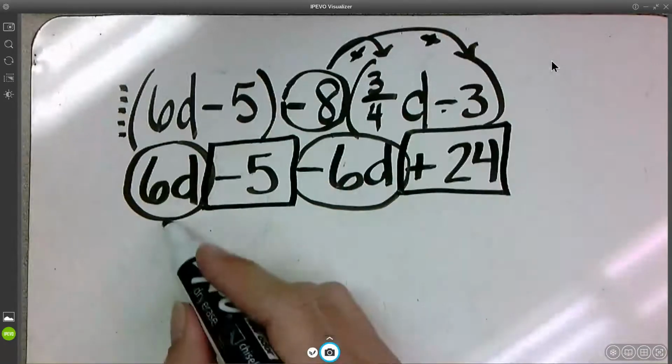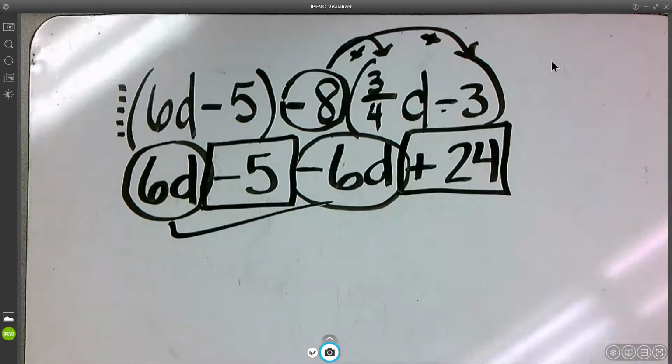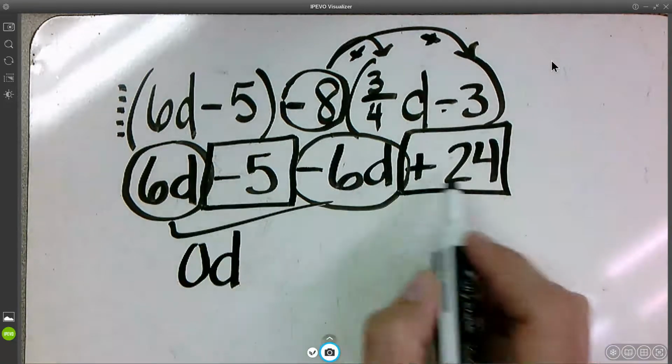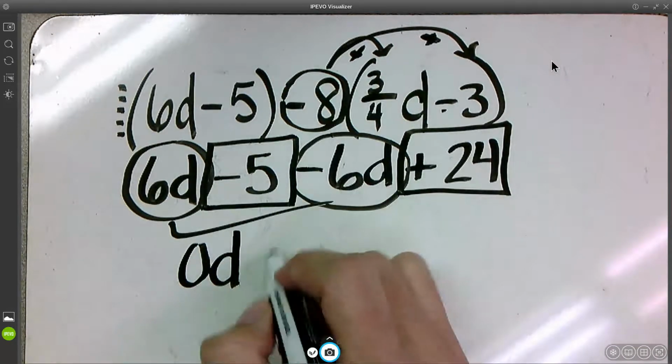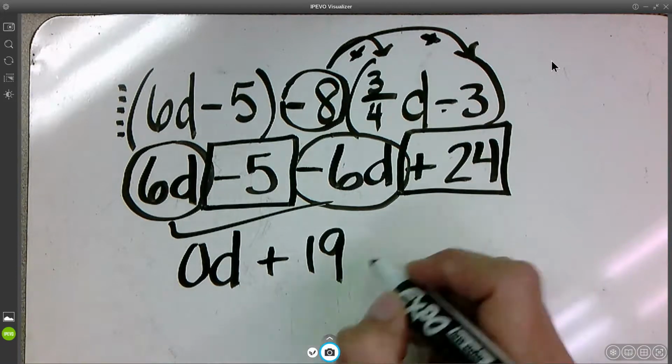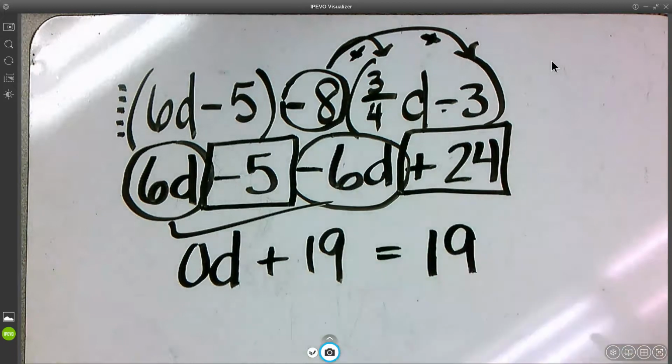So from left to right, I'm just going to go ahead and combine my like terms. 6d minus 6d is 0d. And then a negative 5 plus 24 is a positive 19. Now, because this is 0 times whatever d is, it just goes away because 0 times anything is 0. So really my answer here is just 19.